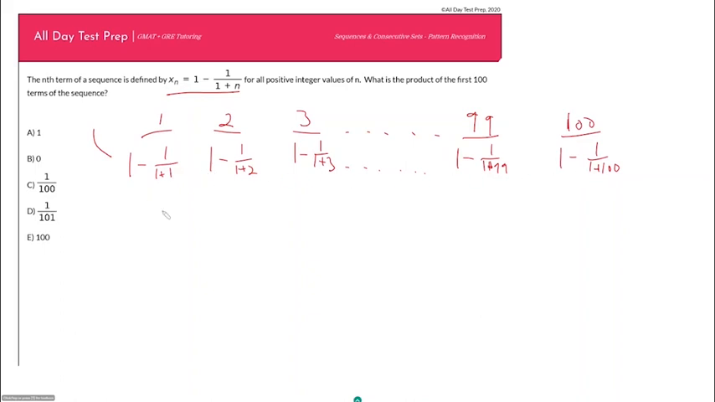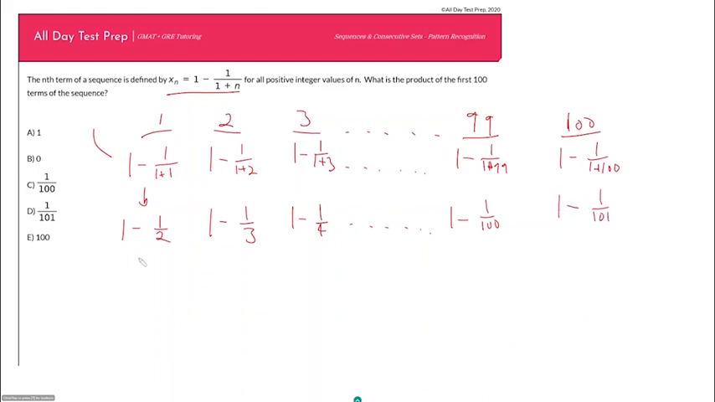And so I can already sort of see it emerging here. So let's go one step further now and simplify. So this is going to be 1 minus 1 half. Second term is 1 minus 1 third. Third term is going to be 1 minus 1 fourth. Second to last term should be 1 minus 1 over 100. And then our last term is 1 minus 1 over 101.